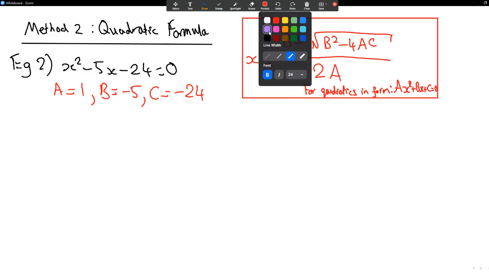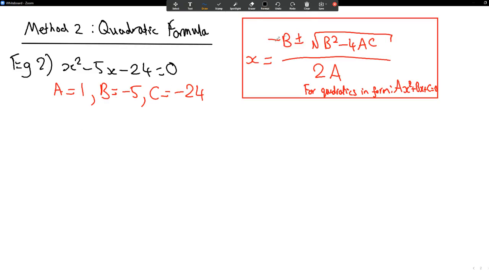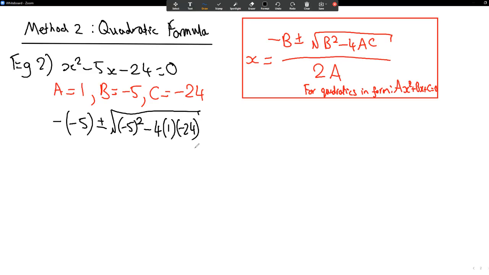So now all we need to do is put it into this equation. So we get negative b, so that's minus 5. Or let's just put them in brackets, plus or minus the square root of b squared, so that's minus 5 squared, minus 4 times a, which is 1, times c, which is minus 24, over 2 times 1, like so.